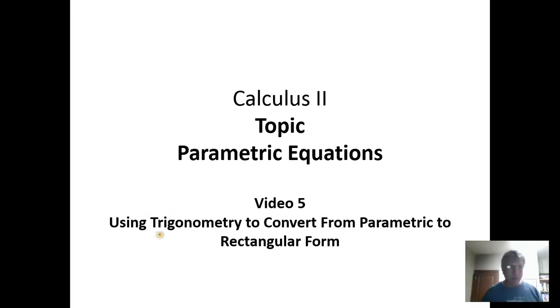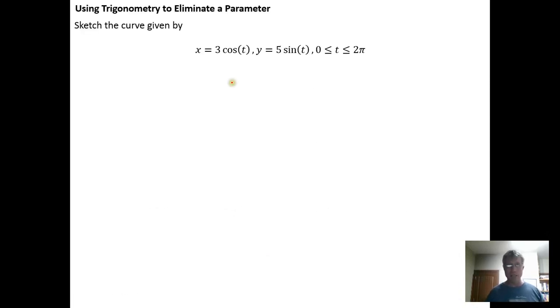So in this video we're going to show an example of using trigonometry to convert from parametric into rectangular form. And this is going to be a pretty common technique that shows up. So here we have parametric equations: x equals 3 cosine t, y equals 5 sine of t. And t is running over the interval from 0 to 2 pi, so one full trip around a circle. So the idea is to take advantage of the Pythagorean identity.